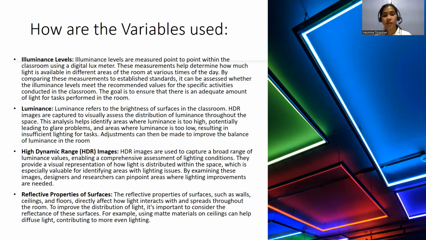Reflective properties of surfaces. The reflective properties of surfaces such as walls, ceilings, and floors directly affect how light interacts with and spreads throughout the room. To improve the distribution of light, it's important to consider the reflectance of these surfaces. For example, using matte materials on ceilings can help diffuse light, contributing to more even lighting.